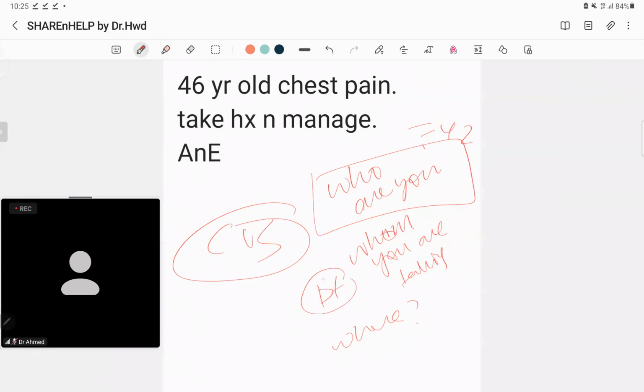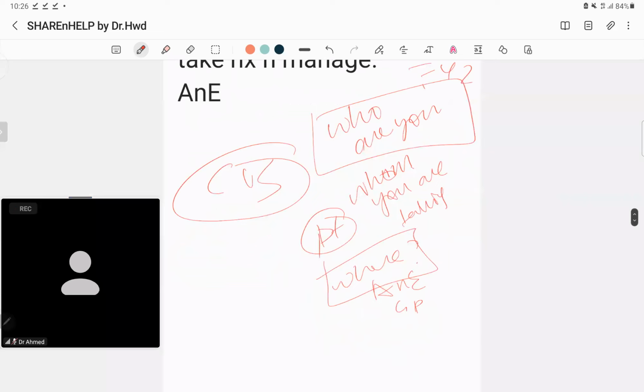A patient is a child who doesn't know medicine, who doesn't know the hi-fi words that are used in medical jargon. Where are you? You're either going to be in the accident and emergency, or the GP clinic, or the psychiatric clinic, or other areas, or in the cardiology clinic, etc. These are the three things that you're supposed to know.